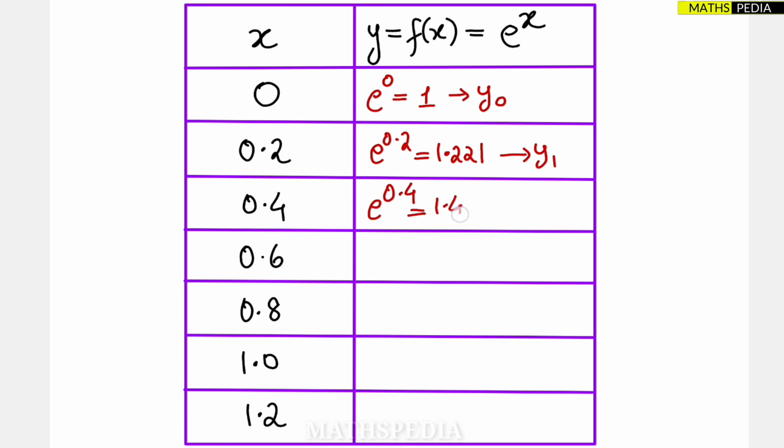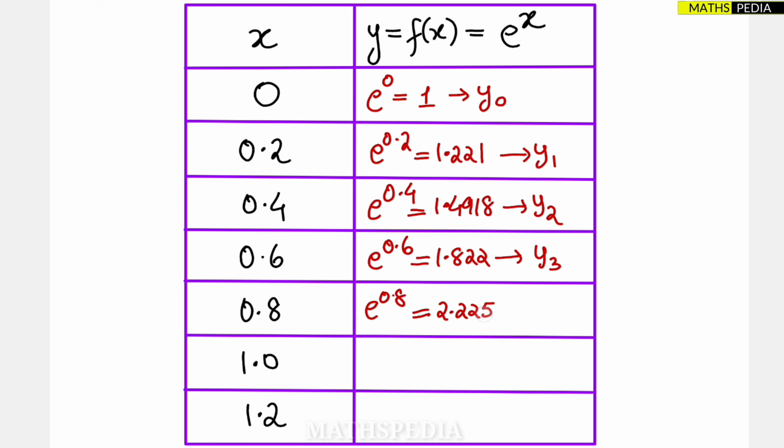1.4918. Okay, so this will be y2. Next, e power 0.6, how much this will be? 1.822. This will be y3. E power 0.8, which is equal to 2.225, and this is y4.